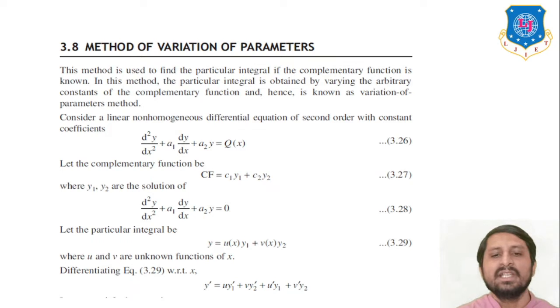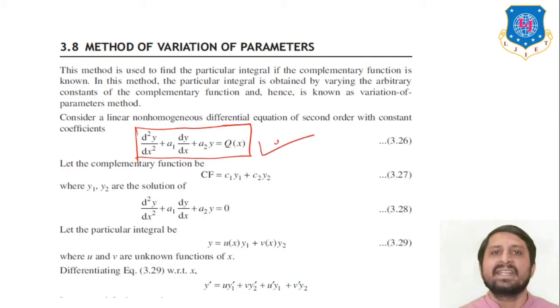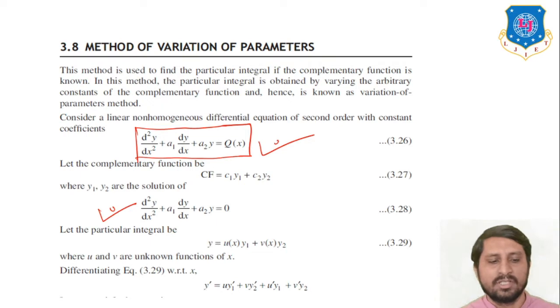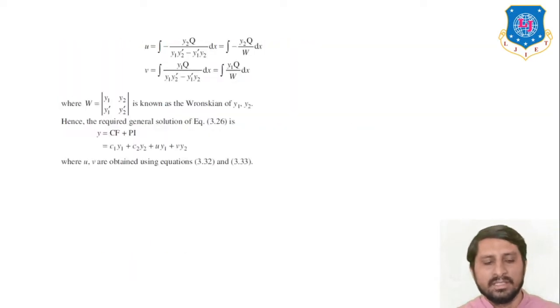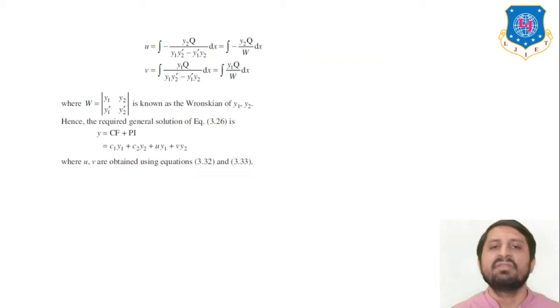In this method of variation of parameters, we take a differential equation of the type d square y by dx square plus a1 dy by dx plus a2y equal to q(x). Most probably we apply this method to second order ordinary differential equations. The homogeneous equation is d square y by dx square plus a1 dy by dx plus a2y equal to 0, and this formula you have to remember.